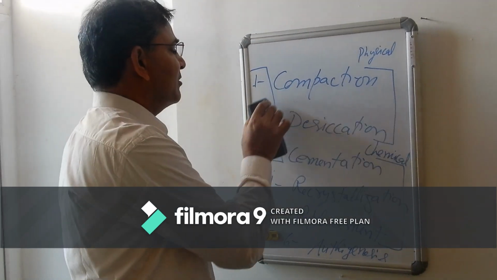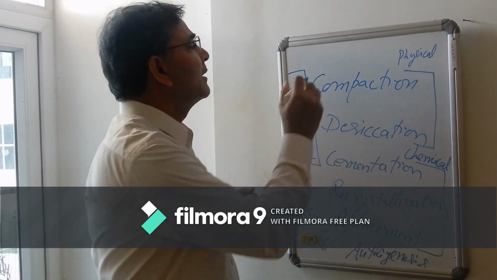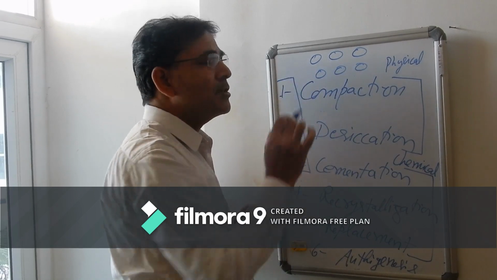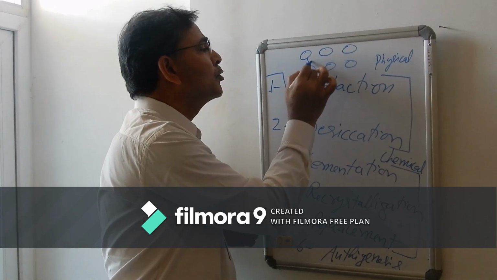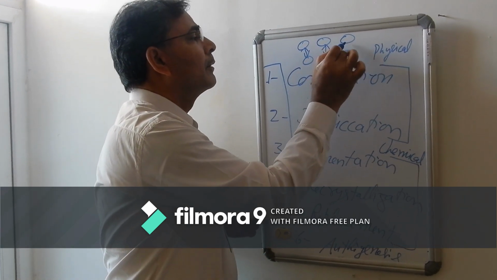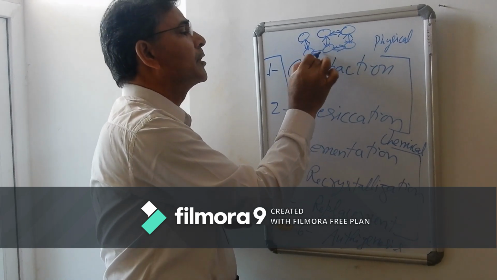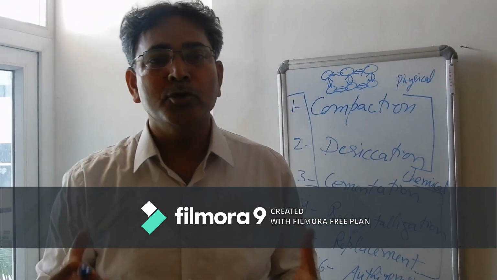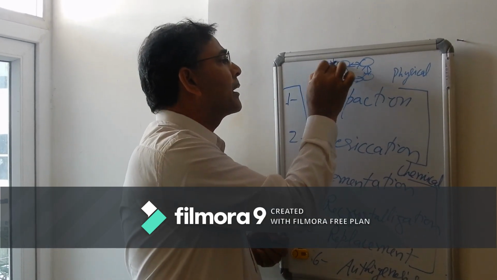Then what is number one, that is compaction? Compaction means if these are the grains, compaction is the process in which the grains come close to each other. So how will the grains come close to each other? The grains will come close to each other because of the overburden pressure. So, because of the overburden pressure, the sediments will come close to each other.